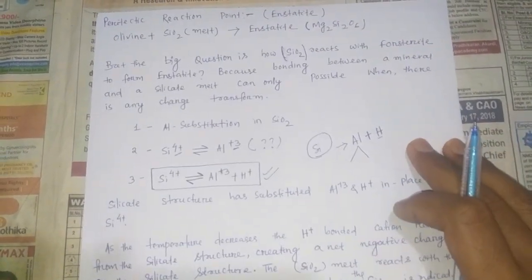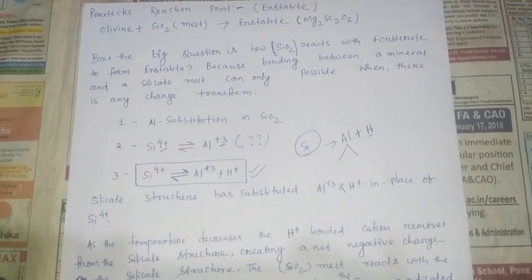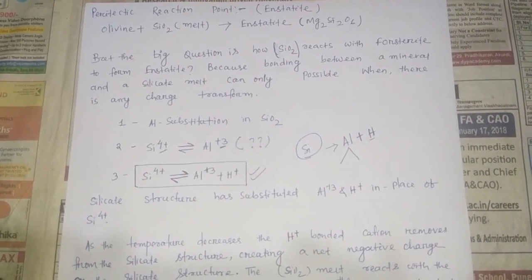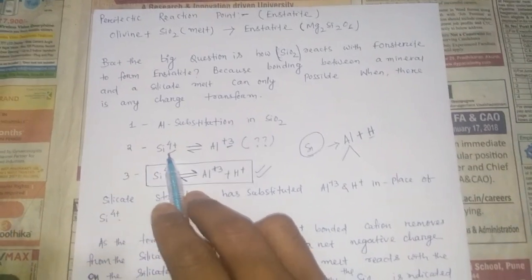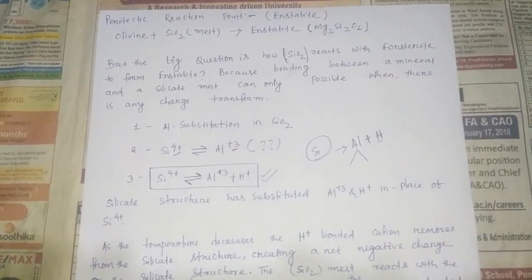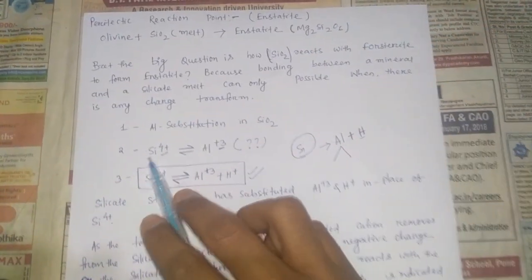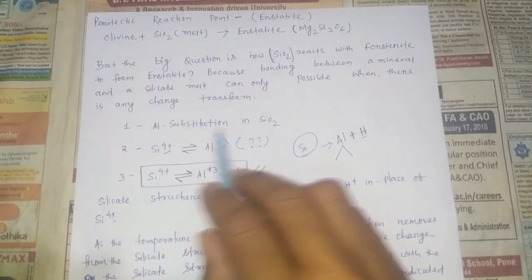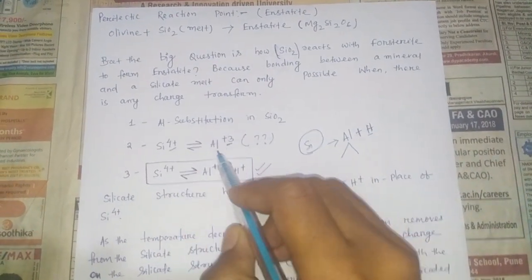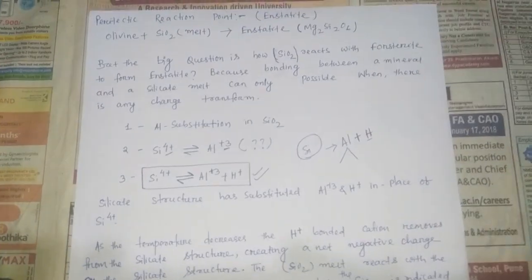So what happens is that in place of silicon in the silicate structure, we have some amount of substitution of aluminum. I have written this. In place of one Si4+, I have substituted one aluminum +3. But till now this is not balanced, because silicon has a charge of +4 and aluminum has a charge of +3. So there is still one charge imbalance in this equation.